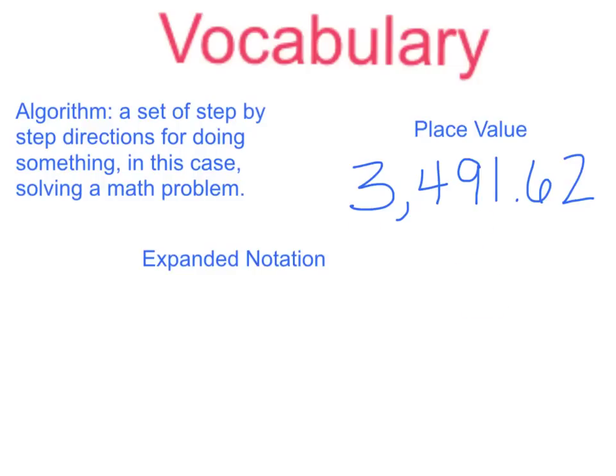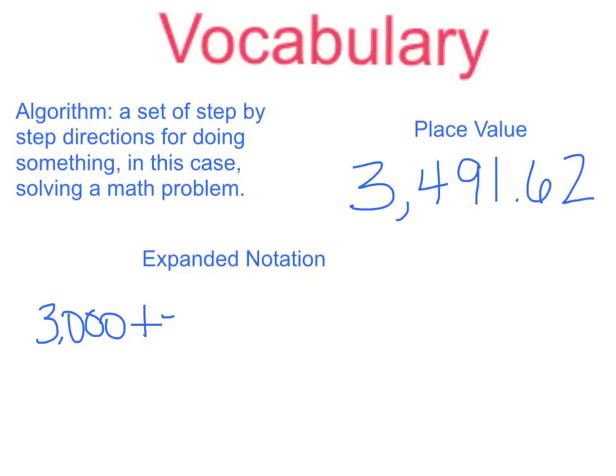Our final term for today is expanded notation. This is a way of writing a number as the sum of the values of each digit. For example, if we use this number up above, 3,491 and 62 hundredths, we would end up with an addition problem that looks like this.